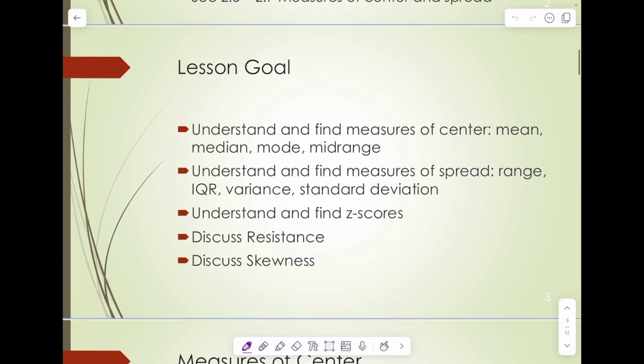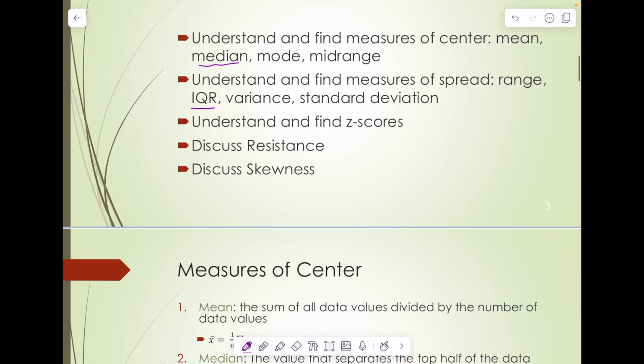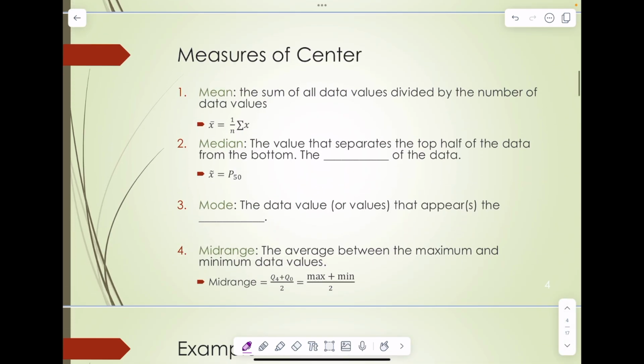Okay, in this lesson, the goal is to understand and find measures of center: mean, median, mode, and mid-range. Remember, median we've seen before. Understand and find measures of spread, such as range, IQR, variance, standard deviation. IQR is familiar to us. Understand and find z-scores. And then after that, we're going to discuss resistance. What is resistance? We'll discuss it. And skewness. Okay. Measures of center.